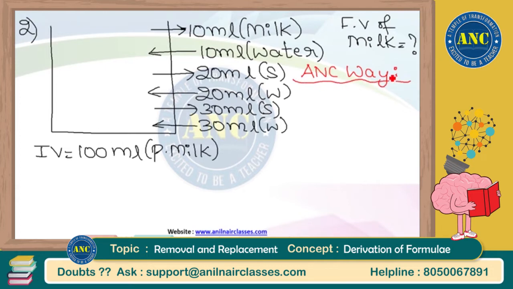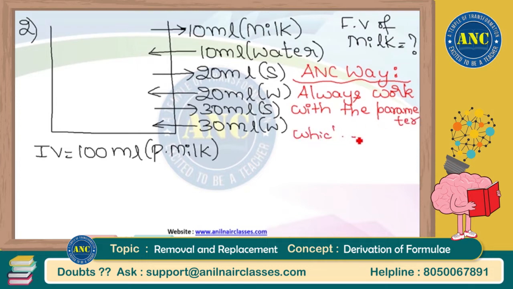I told you one important key point in this method 2. That key point says, always work with the parameter which is decreasing. I am repeating for the people who attended yesterday, and teaching it new for the people who did not attend. Listen to this carefully. There are two parameters in this question: one is milk and the other is water.